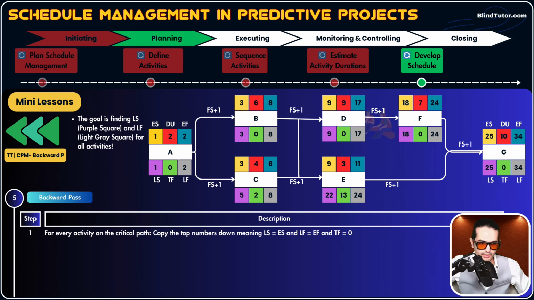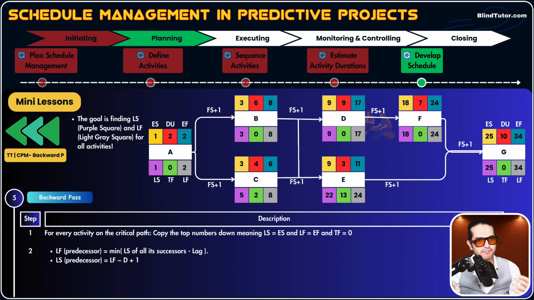Okay, awesome. Now, we do have 2 activities that are not on the critical path. What are those activities? Activity E and activity C. How do we calculate the late finish and late start of these 2 activities? To calculate late finish of non-critical activities, we apply this formula: minimum of late start of all successor activities minus lag. I'm going to repeat again: minimum of late start of all successor activities minus lag.